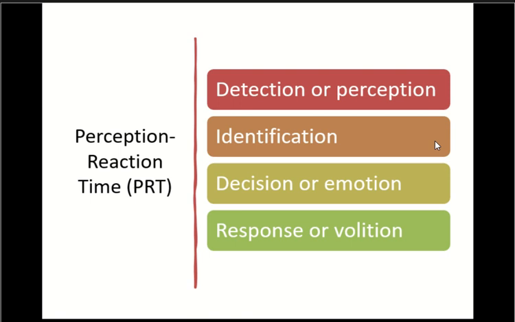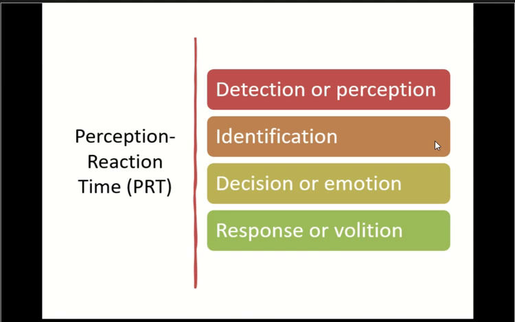Okay? So for example, detection or perception. I look in front of me and I see a pedestrian. So everything else is secondary. What is the primary thing now? The pedestrian. Okay? Clear? Because I don't like that guy. Maybe.